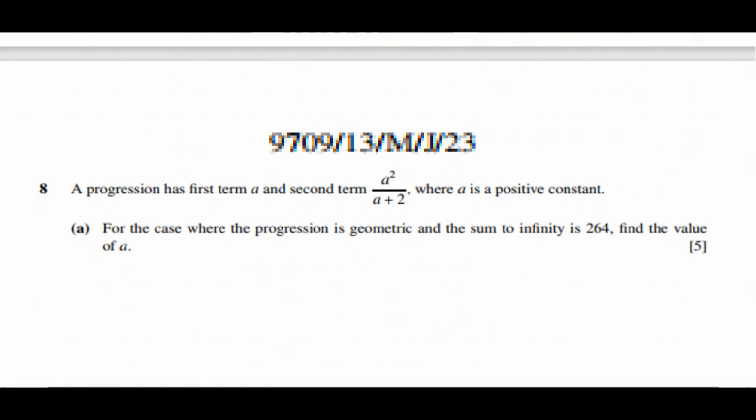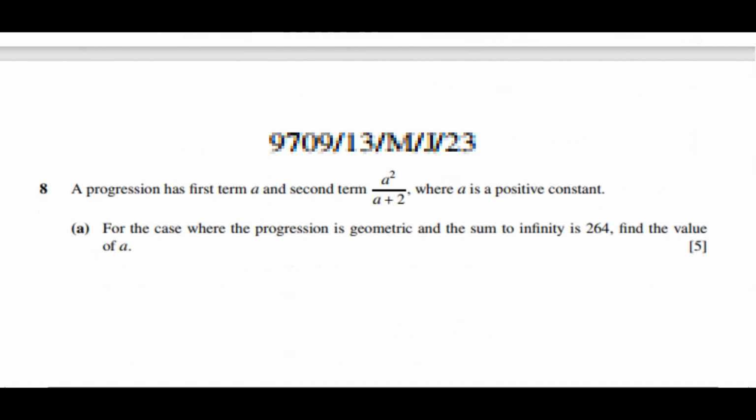This question is from the paper 13MJ23. A progression has first term a and second term a squared divided by a plus 2, where a is a positive constant. For the case where the progression is geometric and the sum to infinity is 264, find the value of a.